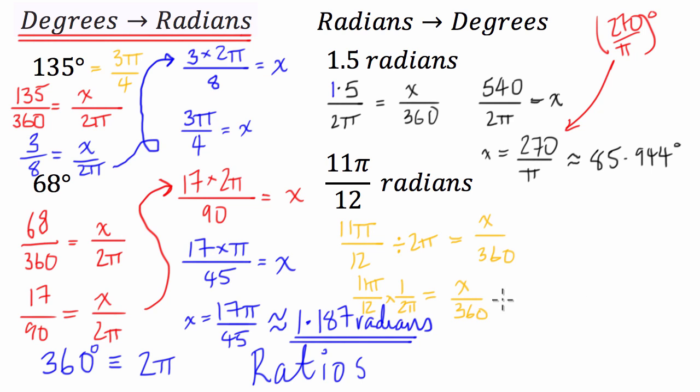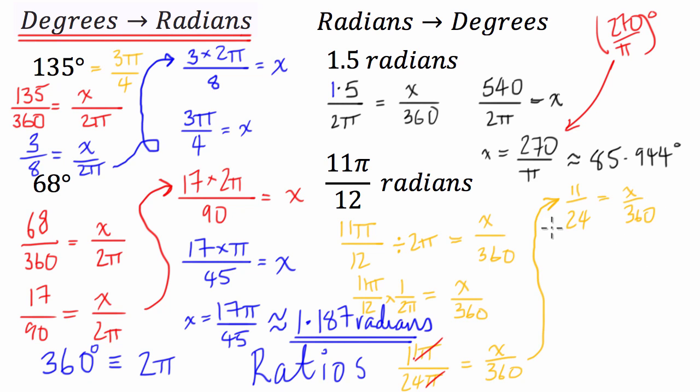So what I have is, 12 times 2 pi is 24 pi. So I'm going to have 11 pi over 24 pi equals x over 360. Now what hopefully you guys can see is that the pi's will cancel out, which is nice, to be perfectly honest. So we have 11 over 24 equals x over 360.